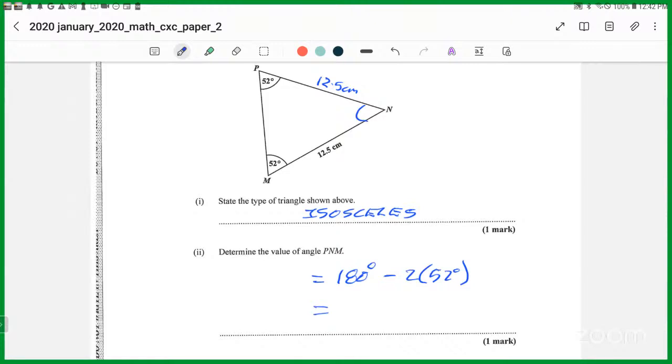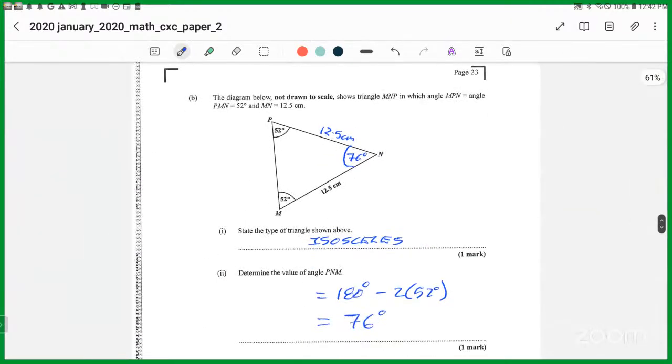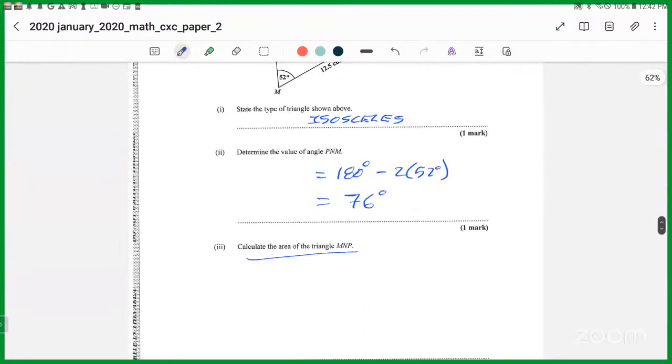Everybody got it? Repeat, sir. 76 degrees. Everybody good with that? Yes, sir. All right, so this angle is 76 degrees. Let's put it on the diagram. 76 degrees. All right, by this calculation, the total angle in there is 180. Easy question now. Calculate the area of the triangle.